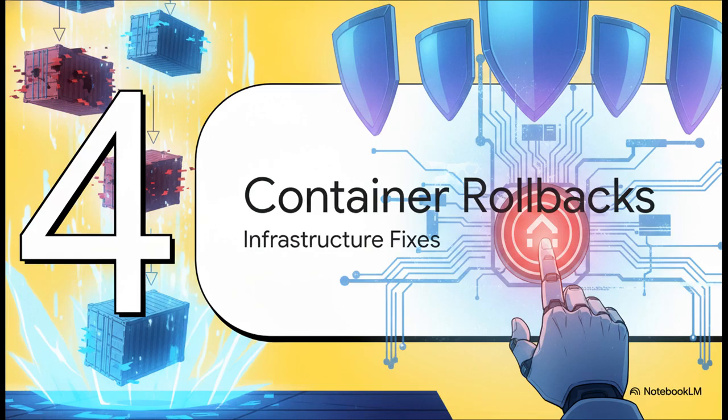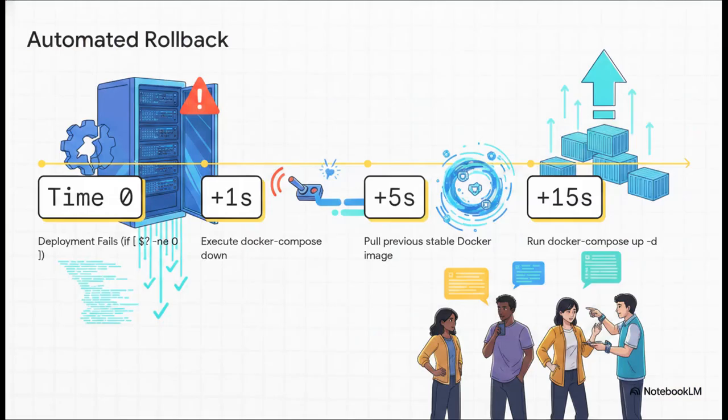Which brings us to Method 3, container deployment rollbacks. Let's talk worst-case scenario. It's not a code exception, it's not a log warning, an entire deployment fails and the whole application goes offline. Following this automated rollback timeline from our source material, at time 0, a script checks the deployment's exit status. If it detects a failure, a non-zero status, it doesn't wait for a human to intervene. Exactly 1 second later, it runs docker compose down to kill the failing environment.